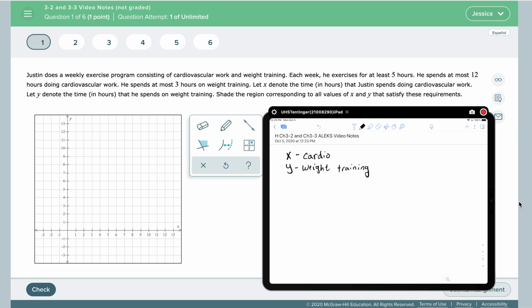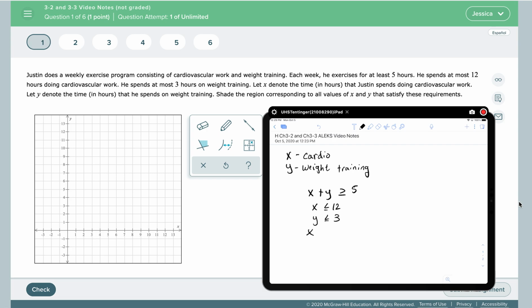Okay. So now I'm just going back through and reading the question and filling out my inequalities as I go through the word problem. All right, so in the second sentence, it says each week he exercises for at least 5 hours. So that just means that we are taking X plus Y, and at least is going to be greater than or equal to, and then our 5 hours. He spends at most 12 hours doing cardio. So that means that my X has to be less than or equal to 12. And then he spends at most 3 hours weight training. So that will be Y less than or equal to 3.